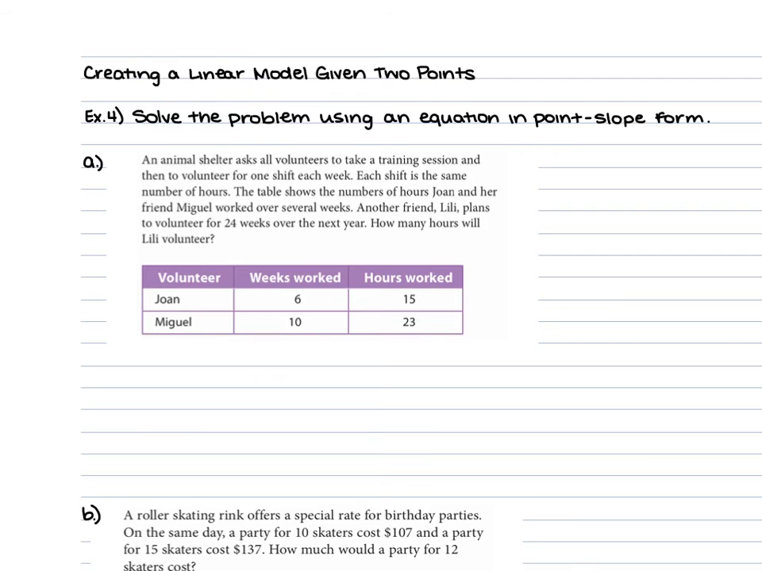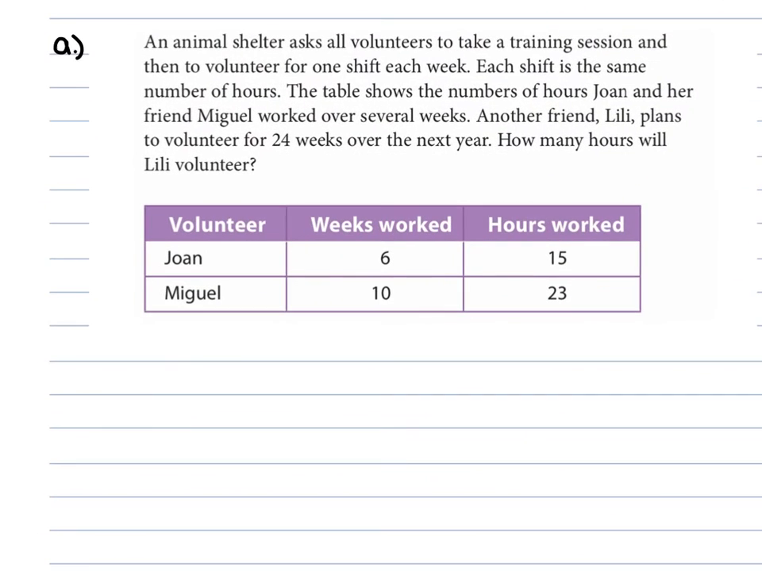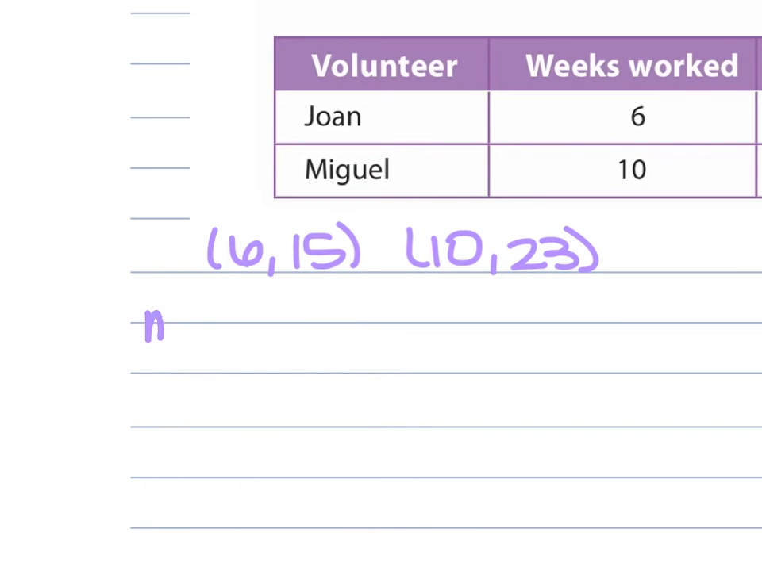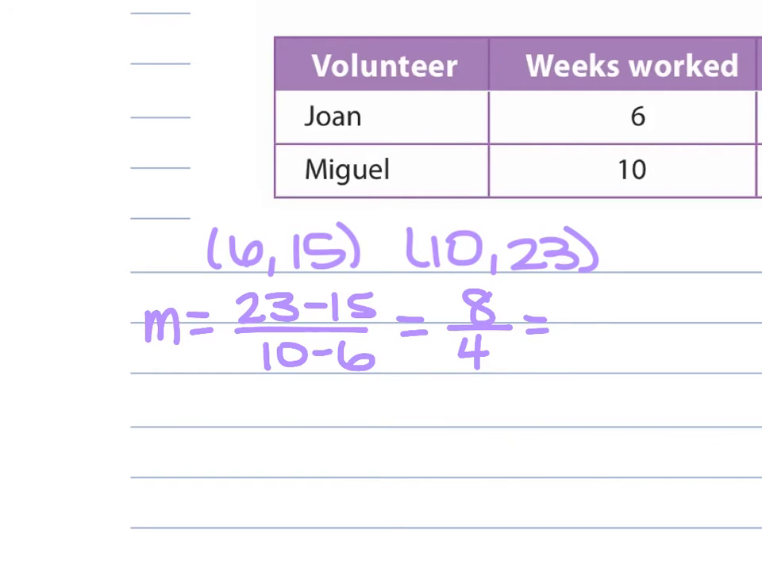So we have multiple steps here. First, we need to find our slope, so we can use these 2 points. We can use one point as (6, 15), and the other point is (10, 23). We're going to find our slope using these 2 points. So we're going to have 23 minus 15 over 10 minus 6. The 23 minus 15 is 8. 10 minus 6 is 4. 8 over 4 is 2. So our slope is 2.